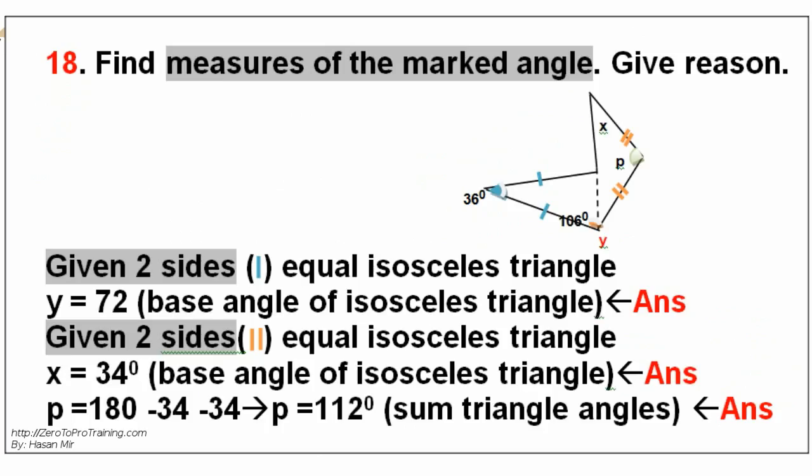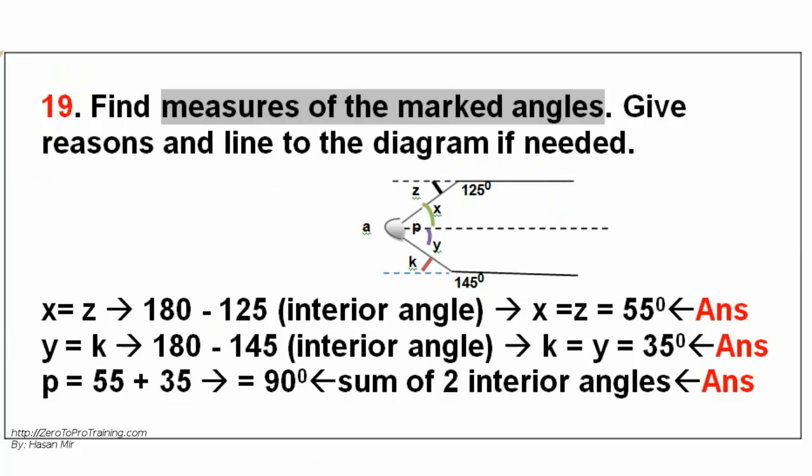Next, exercise 18, measuring noted angles of two isosceles triangles, being base angles of isosceles, yield degrees y equals 72 and x angle equals 34, p equals 112 sum angles of triangle. Next, 19, measuring noted angles on two parallel lines, which yields degrees x equals z equals 55, interior angle, y equals k equals 35, interior angle, and p equals 90, sum of two interior angles derived.